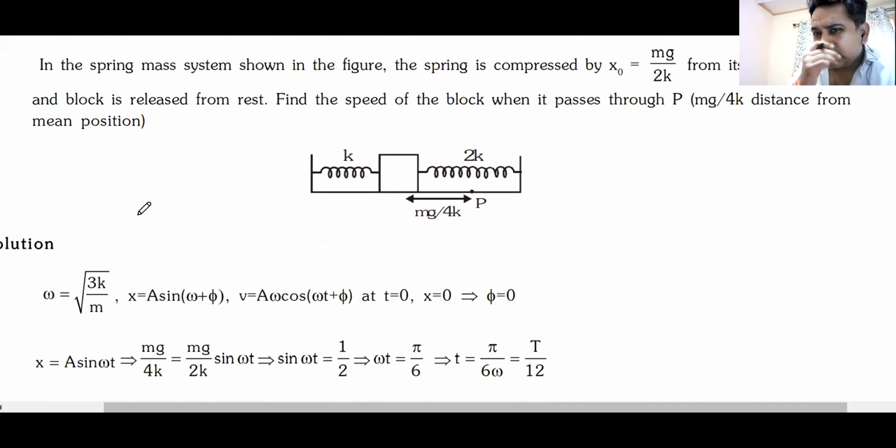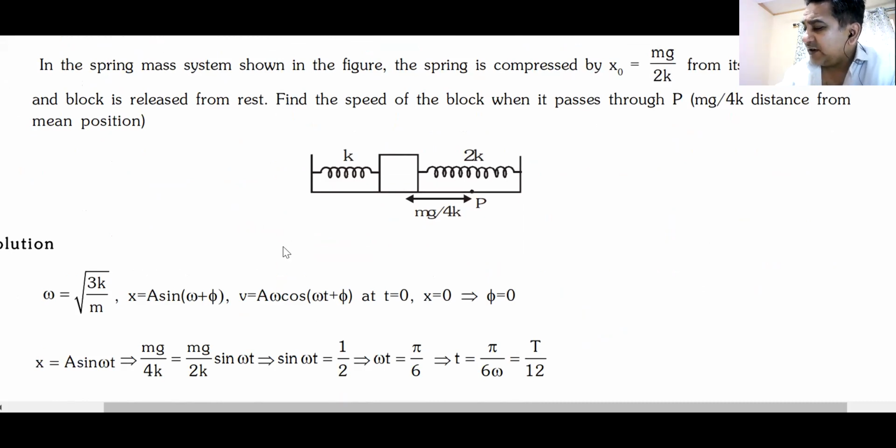This is again a simple question. A spring mass system shown in the figure. The spring is compressed by mg by 2k from its natural length, and the block is released from rest. Find the speed of the block when it passes through the point mg by 4k distance from the mean position. I hope such questions can be done easily.